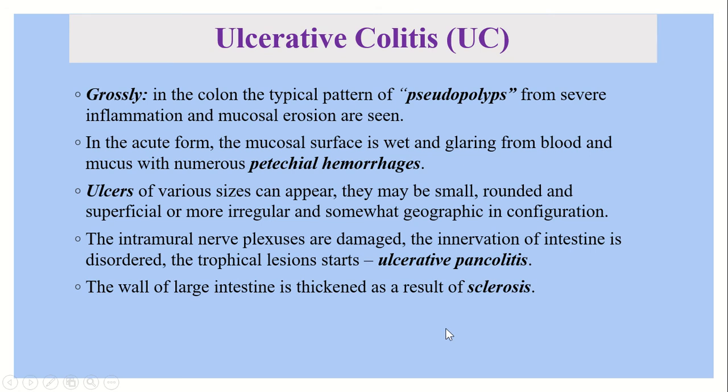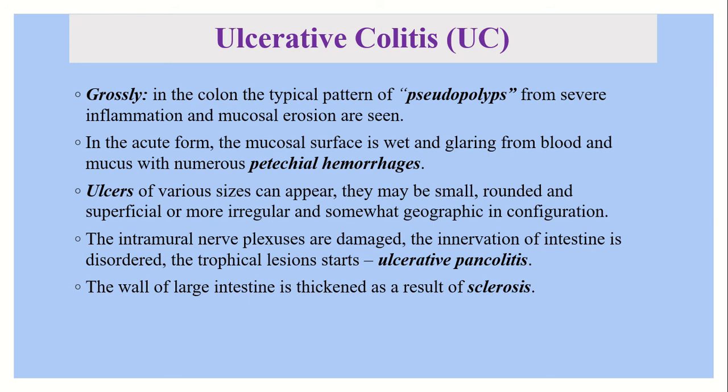Grossly, there are some specific features of ulcerative colitis. In the colon, the typical pattern of pseudopolyps from the severe inflammation and mucosal erosions is found. In the acute form, the activation form, the mucosal surface is wet and glaring from blood and mucus, with numerous petechial hemorrhages. Ulcers of various sizes can appear.